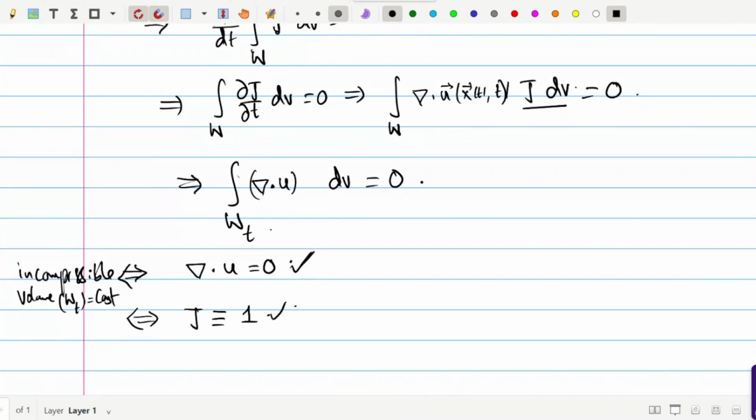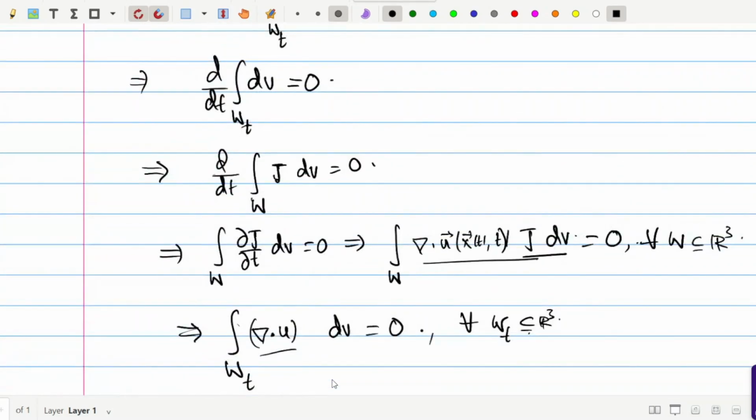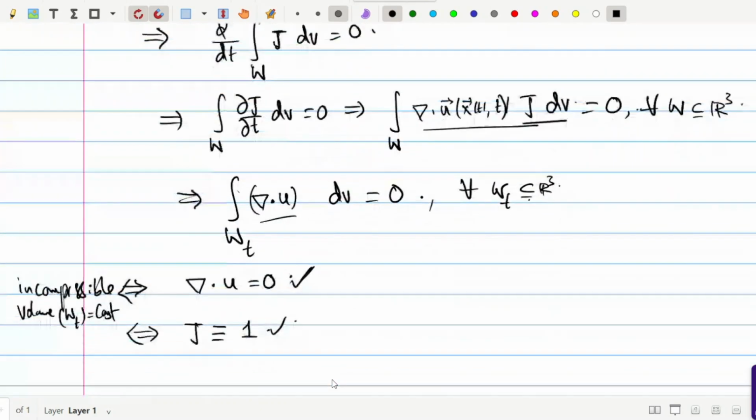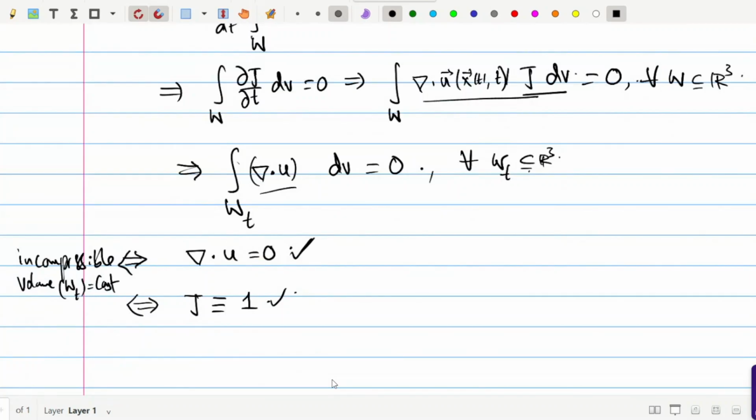See, this is also true, right? This is true for every Wt, every volume. This is also true for every W, which is a subset of R3, right? So this implies this is 0 and this is also 0, right? And also this quantity. And from the transportation theorem, these have to be the same. They have to be the same, which means if this is 0, then J has to be 1.